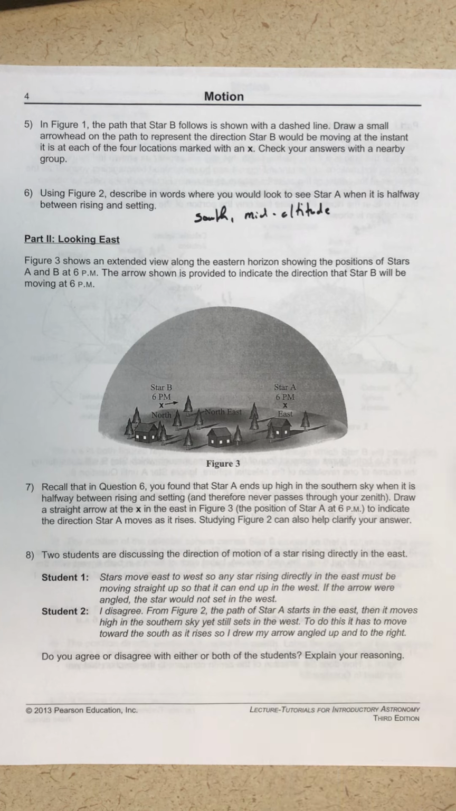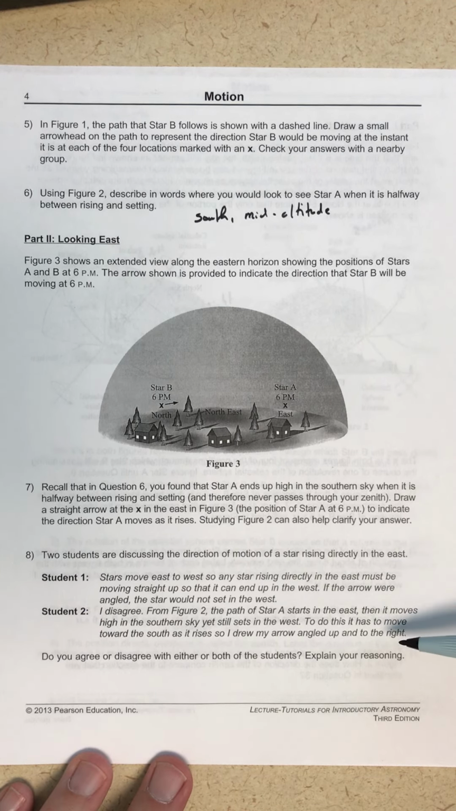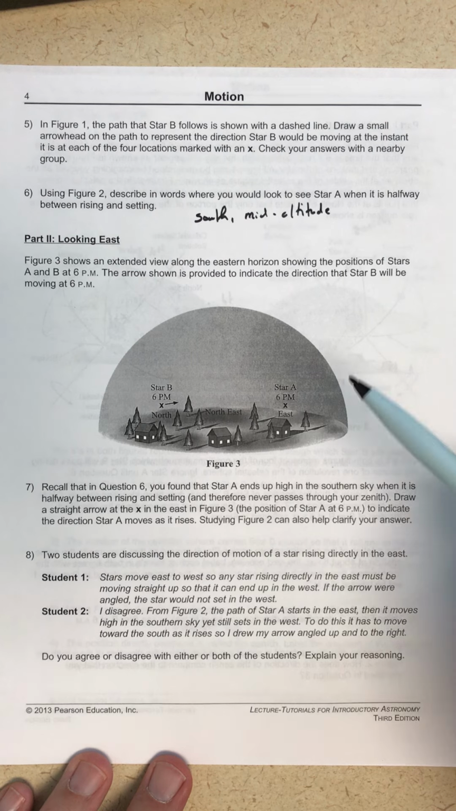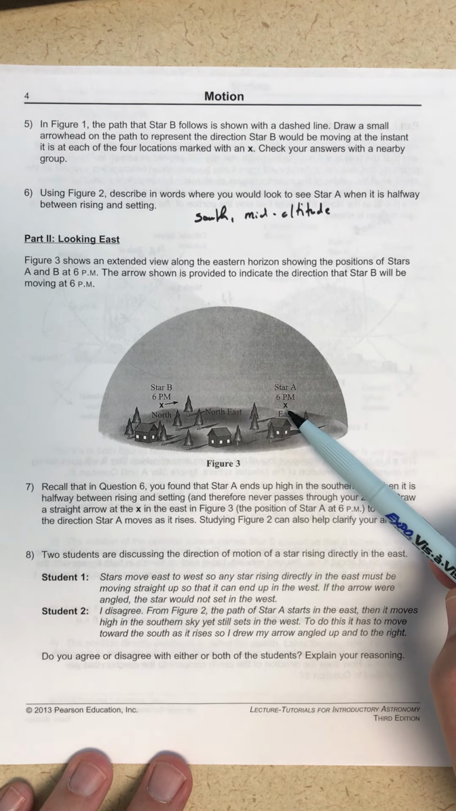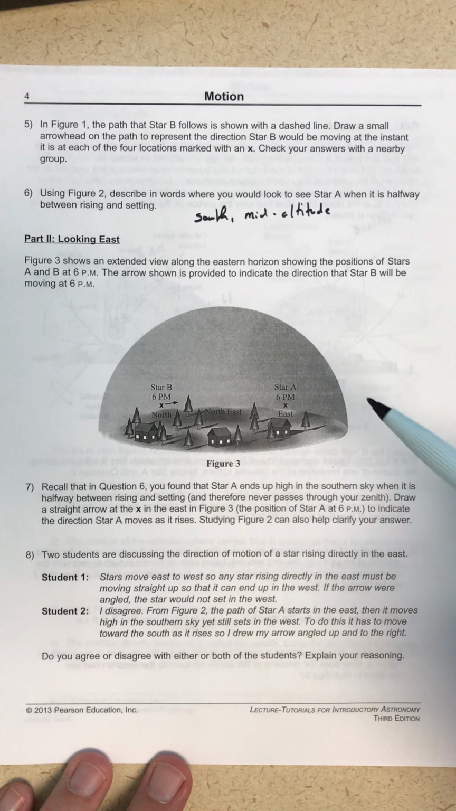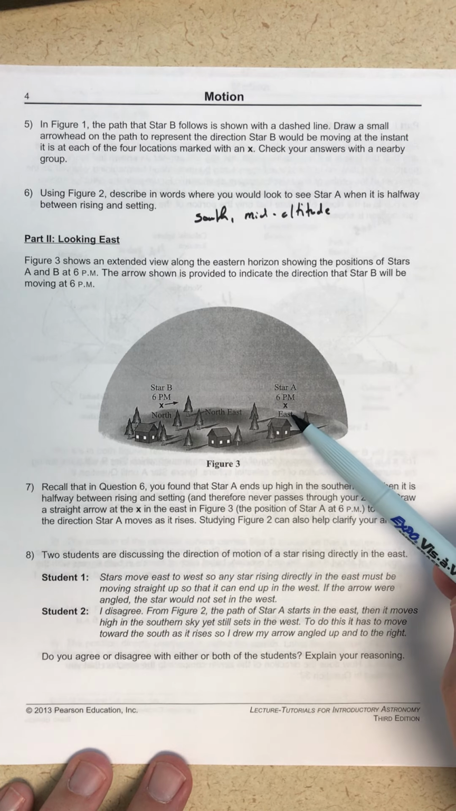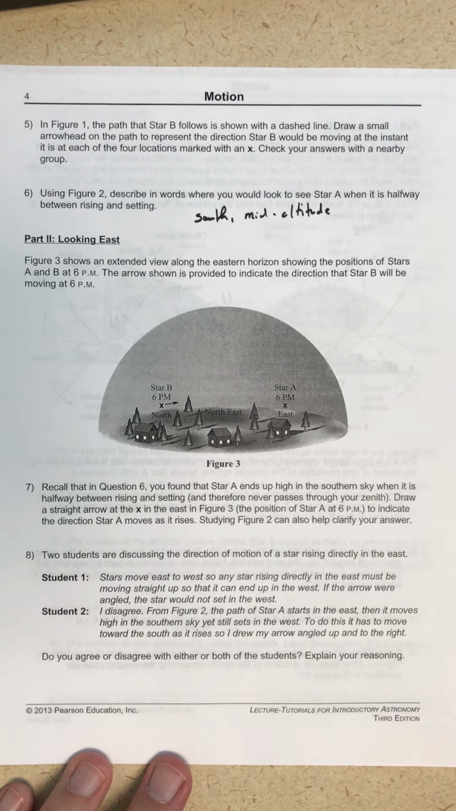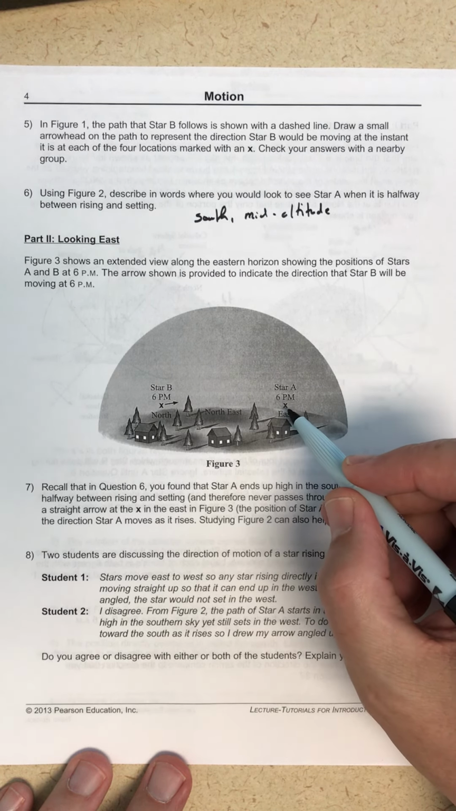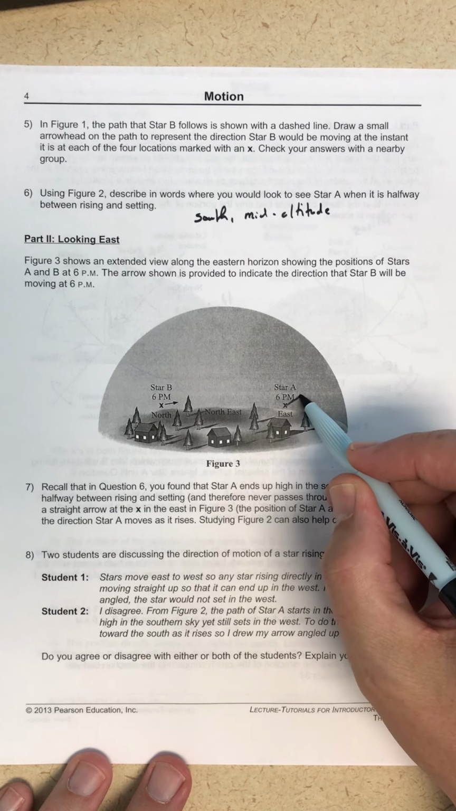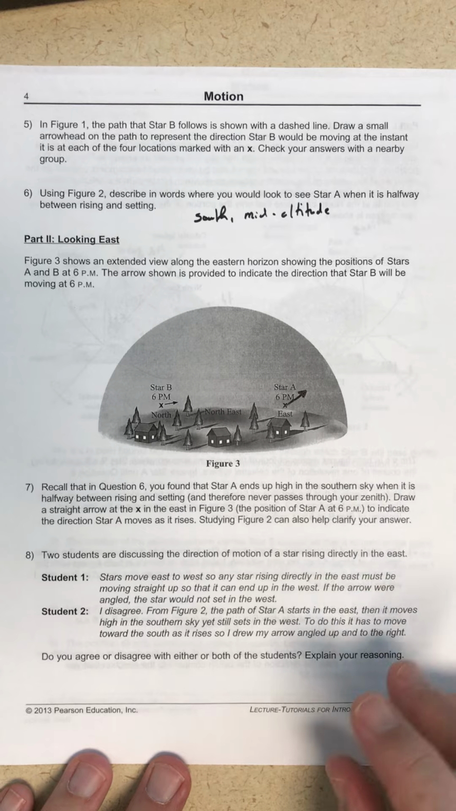Explain your reasoning. So student 1 is not correct for a position in the northern hemisphere. Student 2 is going to be correct. So the star is going to rise due out of the east, but isn't going to go straight up, because that would mean it crosses your zenith, and the star never gets that high during the daytime. So it is moving on that path.